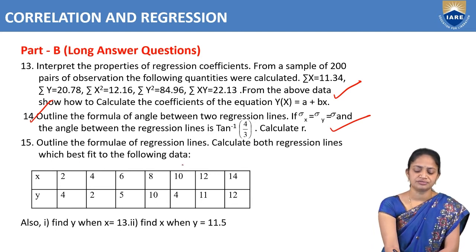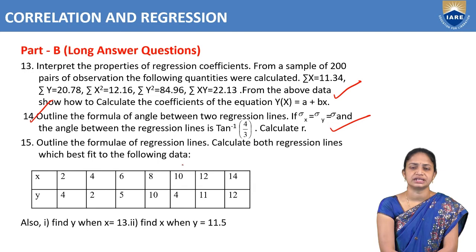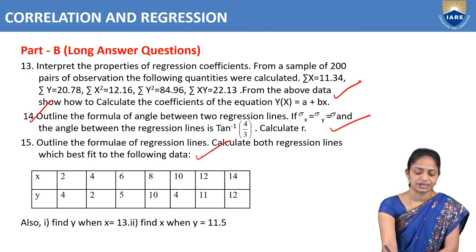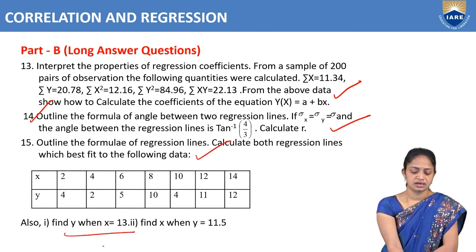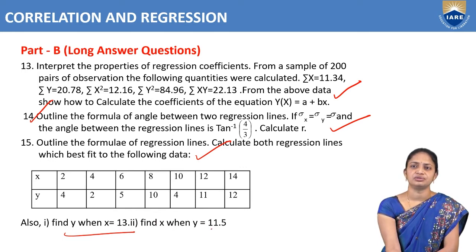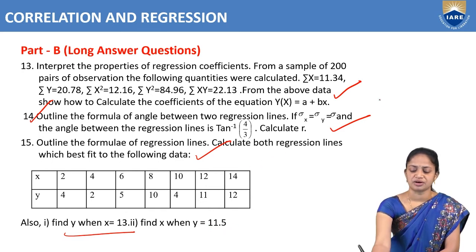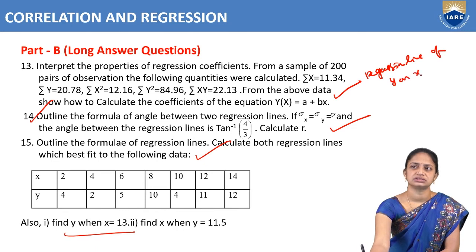Now, outline the formula for both regression lines which best fit the following data. Here we need to find y when x equal to 13, and find x when y equal to 11.5. Here also the same; the first one is the regression line of y on x. That means y equal to a plus bx formula. So, now use the normal equations, and after that we have to substitute x equal to 13.